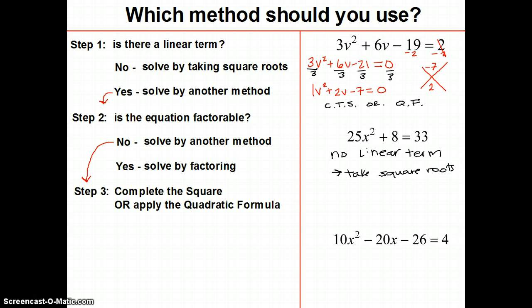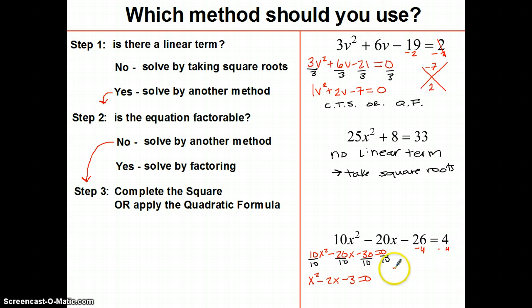Last, question 1, is there a linear term? And there is. This negative 20x is the linear term, so I cannot square root both sides. Question 2, I need to determine whether or not the equation is factorable. So I subtract 4 from both sides to get 10x squared minus 20x minus 30 equals 0. And I see everything is divisible by 10, so I divide everything by 10. And again, this helps my numbers be just a little bit easier to work with. When I reduce, I have x squared minus 2x minus 3 is equal to 0.